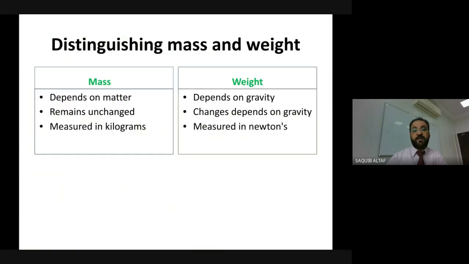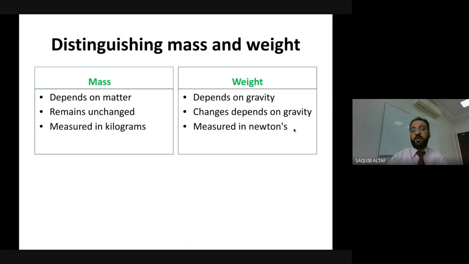So this is now final. Now the conclusion: what is the difference between mass and weight? Simple. You should know that mass depends on matter, whereas weight depends on gravity. First thing, mass remains unchanged, it never changes. But weight depends on gravity. It may change. If you go to the moon, weight will be less. Whereas mass is measured in kilogram and weight is measured in Newton. So you can see these are three main differences.